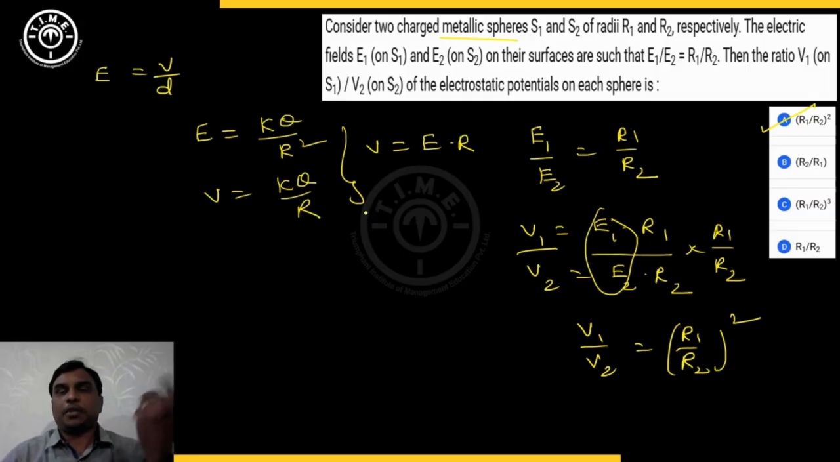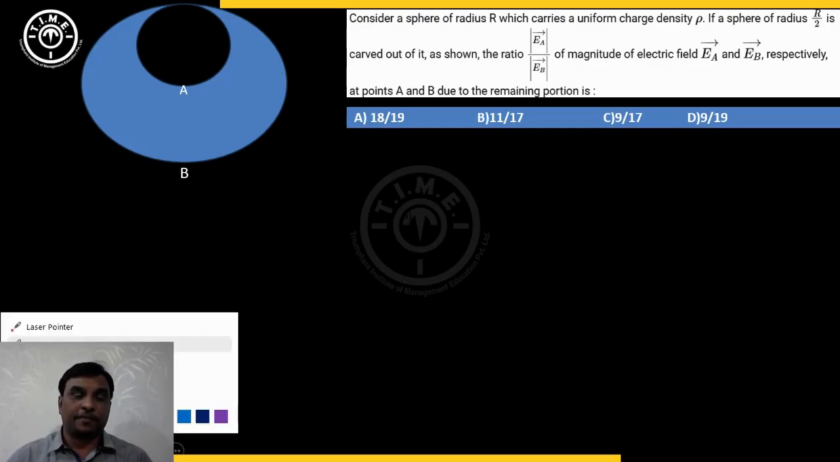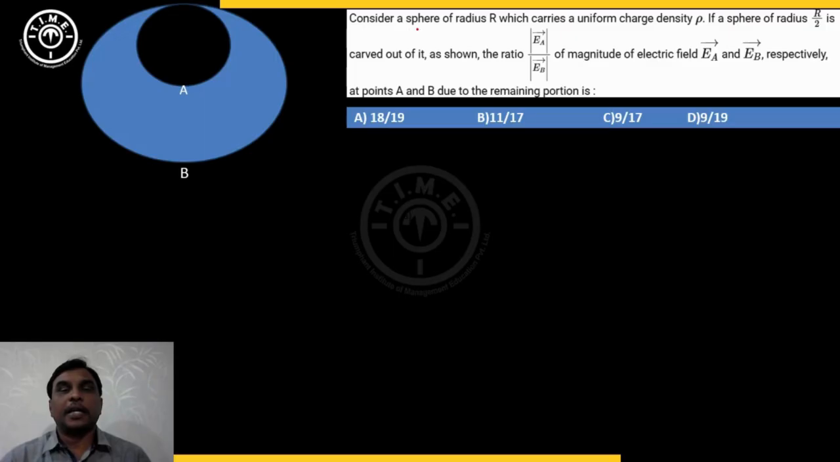This type of question, again I'm saying, is undoubtedly important for JEE Mains or NEET or CUET and JEE Advanced also. Now we will go to the problem first. Let me explain the problem first before solving it. Consider a sphere of radius r which carries a uniform charge density rho. A sphere of radius r by 2 is carved out. Okay, this radius is r by 2. This radius is r. It is carved out.